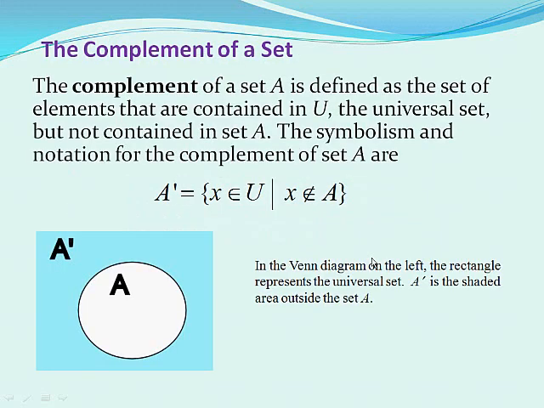The complement of a set. The complement of a set A is defined as the set of elements that are contained in the universal set but not contained in set A. That means it is outside the set A. This is the notation for the complement. We write it as A prime, which is equal to the set of all X in the universal set, but it is outside A. X does not belong to A. In the Venn diagram, we shade the region outside the set A. So the shaded region is A complement.